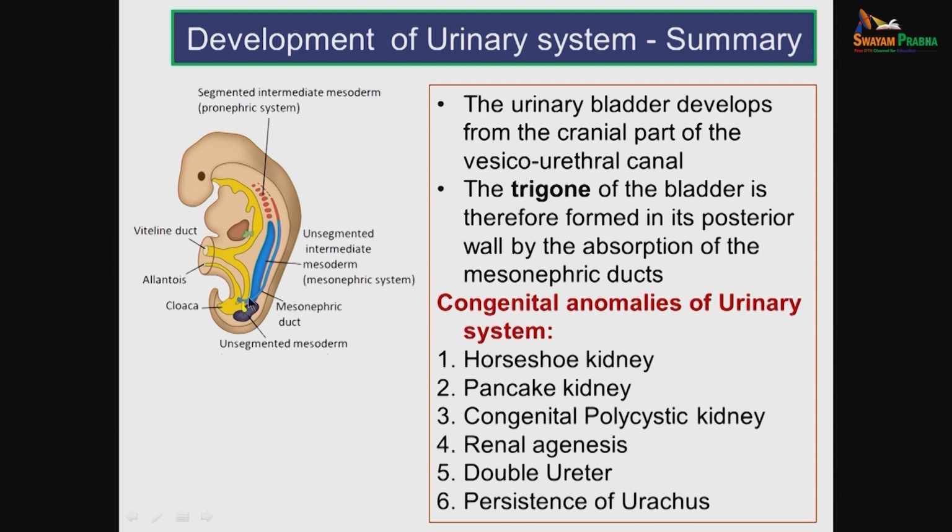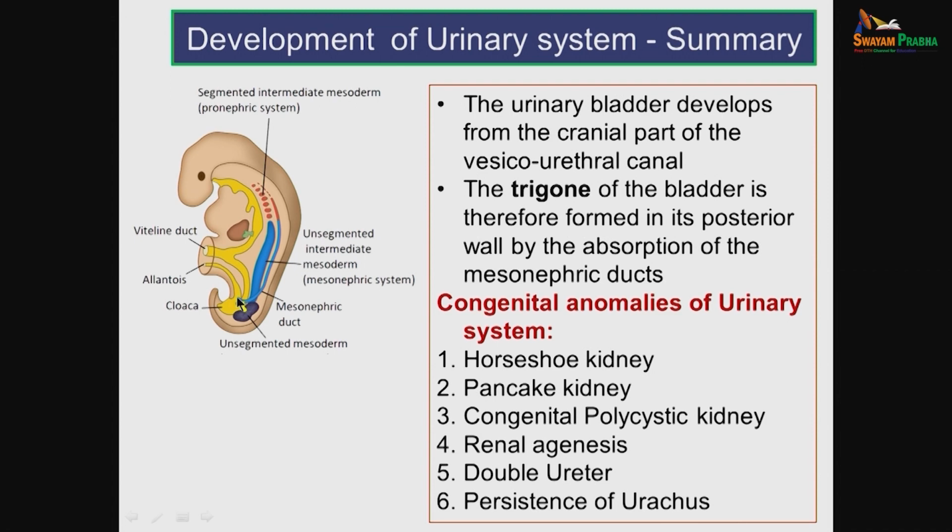Then we talked about the development of the urinary bladder, which develops from the cranial part of the vesico-urethral canal, which is a subdivision of the primitive urogenital sinus, which itself is a subdivision of the cloaca. The ventral part of the cloaca is the primitive urogenital sinus. And the primitive urogenital sinus gets subdivided into a cranial part, which is called the vesico-urethral canal, and a caudal part, which is called the definitive urogenital sinus.